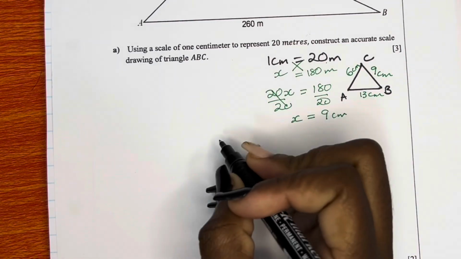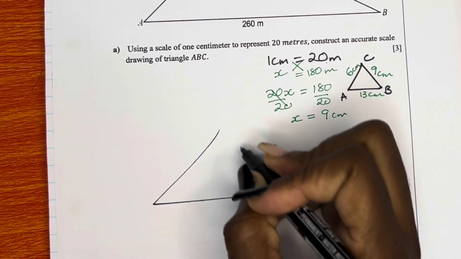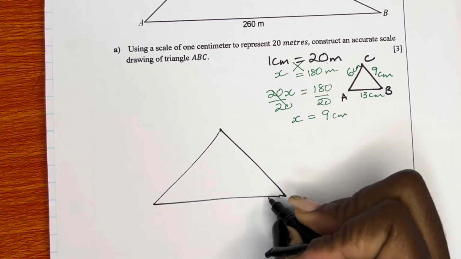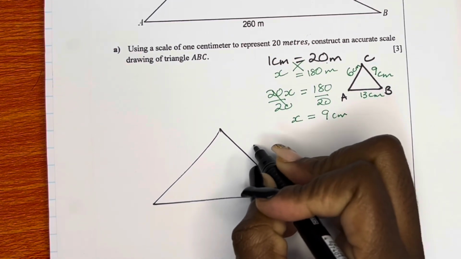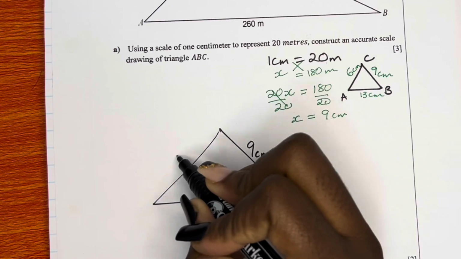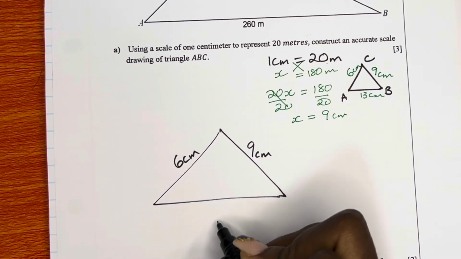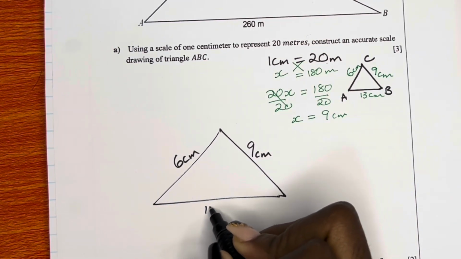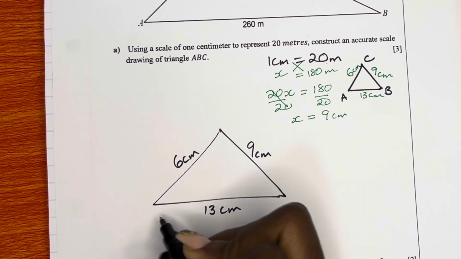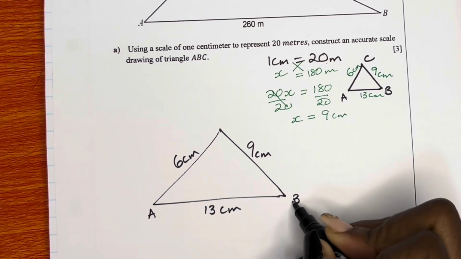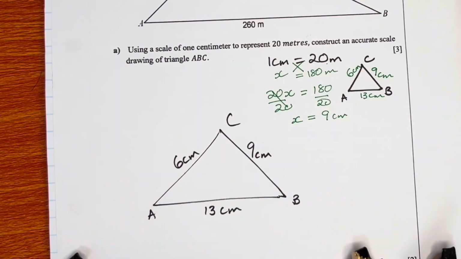So again, I can redraw my sketch. This is not accurate. It's just a sketch. A sketch is just something that will guide me. So this is the triangle I'm going to construct. So I have A, I have B, and I have C. So this will now guide me.